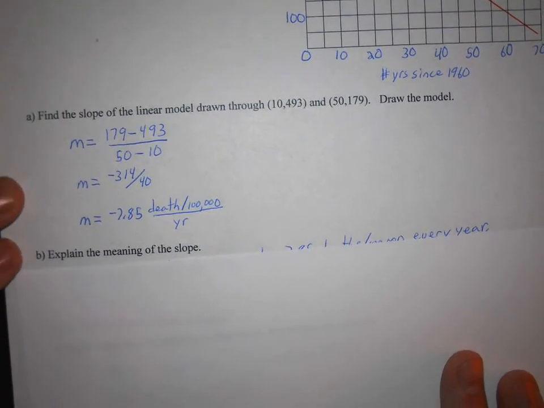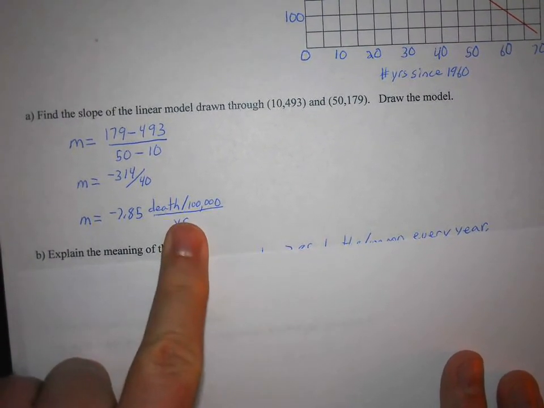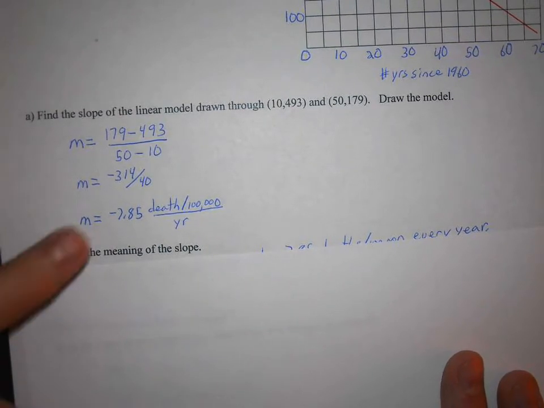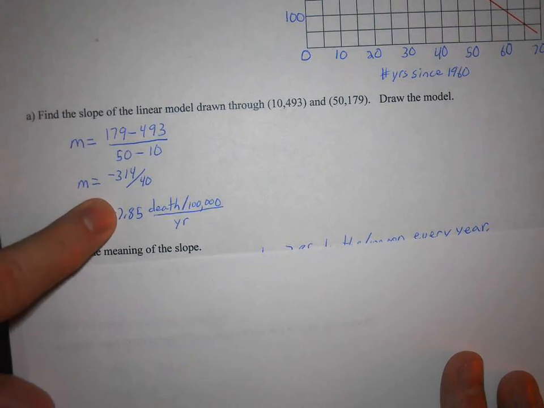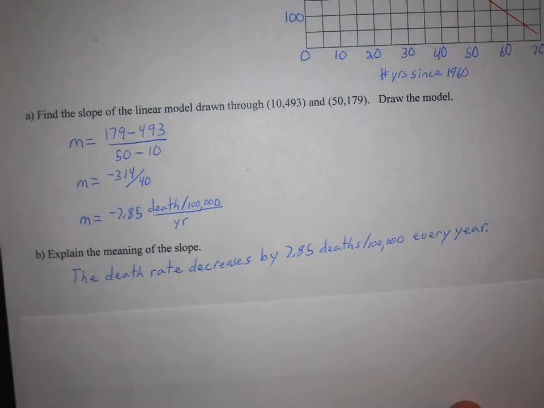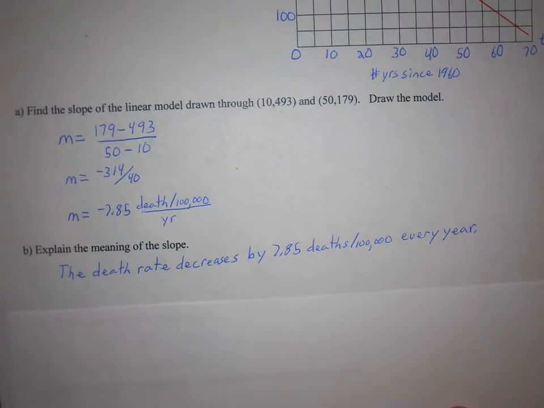So explain the meaning of the slope. If you put the units on it, you're 90% of the way there. So what is happening with the death rate? Decreasing by 7.85 deaths per 100,000 people every year. Okay, so the death rate decreases by 7.85 deaths per 100,000 people every year.